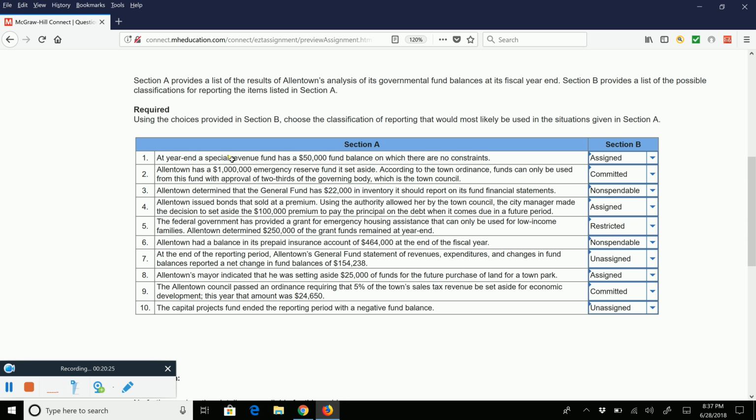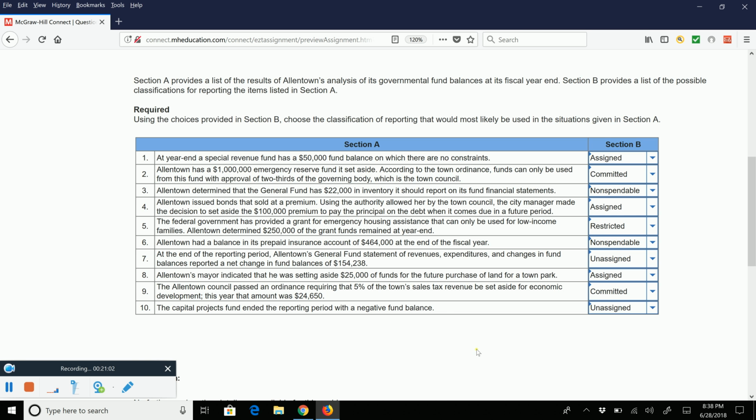Number 9, the Allentown Council passed an ordinance requiring that 5% of the town's sales tax revenue be set aside for economic development. Okay, so the voting council members, the voting elected officials, they are determining what to do with this money. That is called committed. And last but not least, number 10, Capital Projects Fund ended the period with a negative fund balance. Well, any governmental fund that has a negative balance, unassigned.